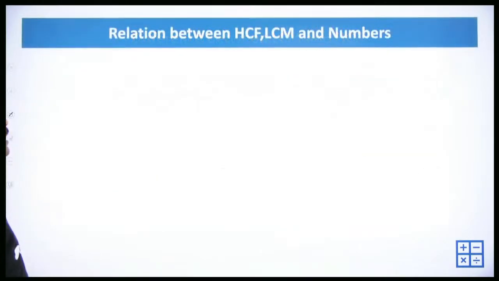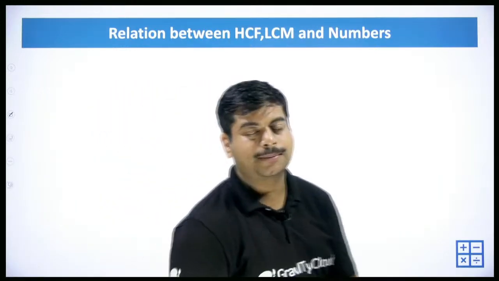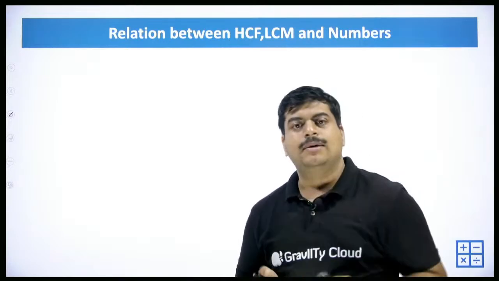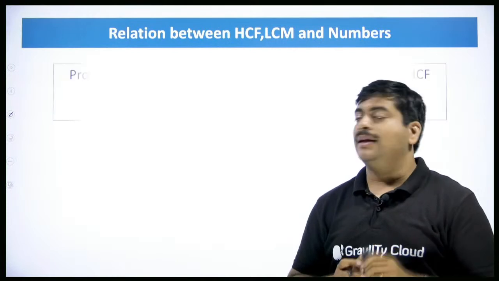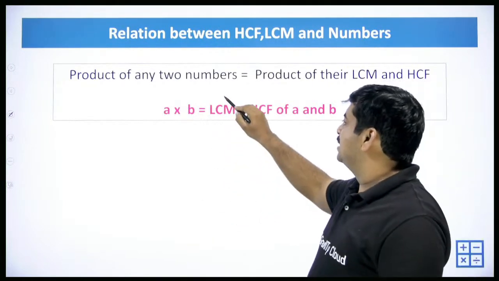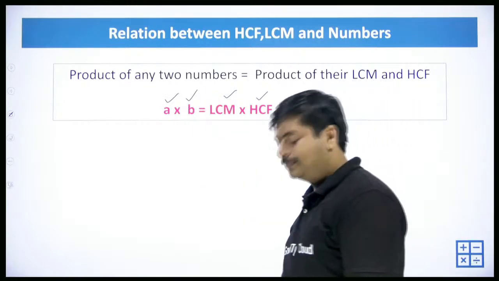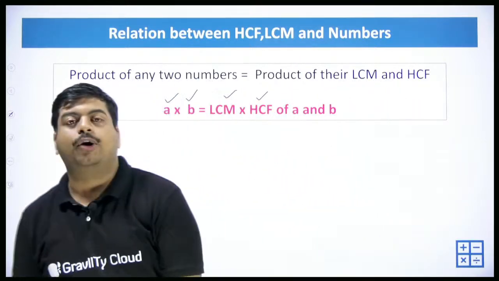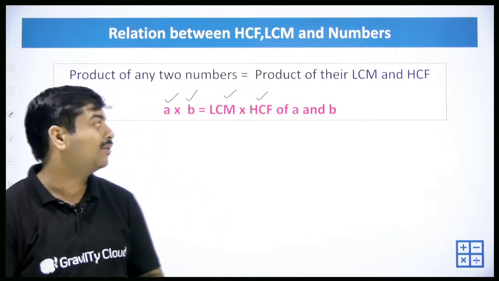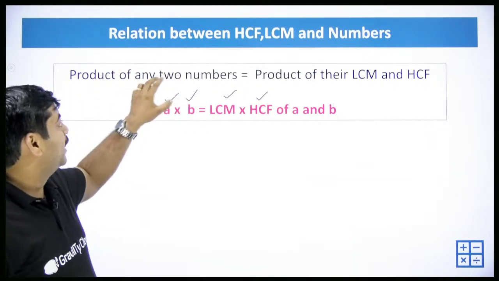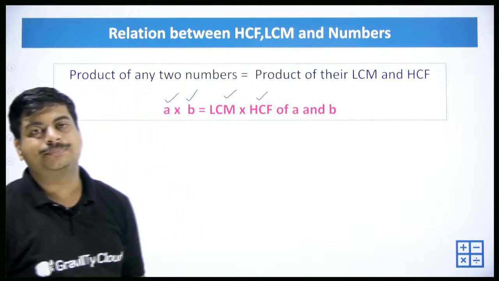So let's try to move ahead to see the relation between HCF, LCM and both the numbers. When we're taking two numbers and we're finding HCF and LCM, let's try to understand what is the relation between these two. The relation says that LCM into HCF is equal to the product of two numbers A and B. The product of any two numbers is equal to the product of their LCM and HCF.